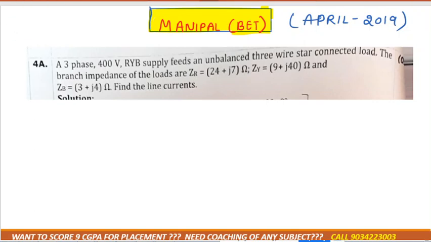Okay, see, this is the question from April 2019. They have given the three-phase voltage, that is, the line voltage is given as 400 volt, and ZR, ZY, and ZB are given, and we have to calculate the line current, which means IR, IY, and IB. But the problem in this question is that we need to calculate the phase values.